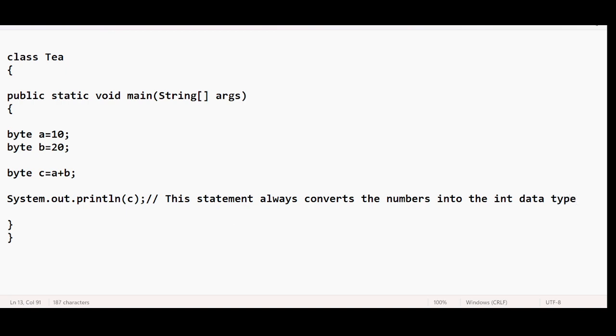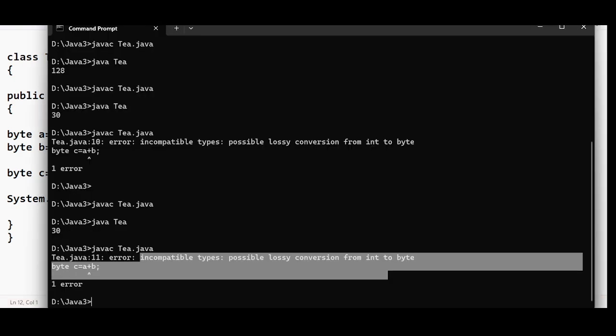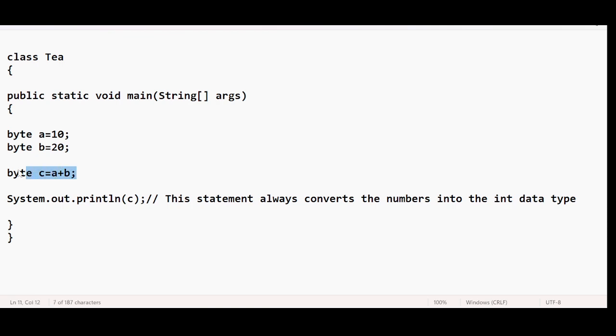But here we are restricting the conversion. How are we restricting it? We are just trying to print the value of c. c is an identifier, and c is assigned a byte data type. So we are restricting the conversion, and when you do that restriction, it is going to throw this error. And how do we avoid getting this error? Very simple. Instead of doing this, add directly a plus b.